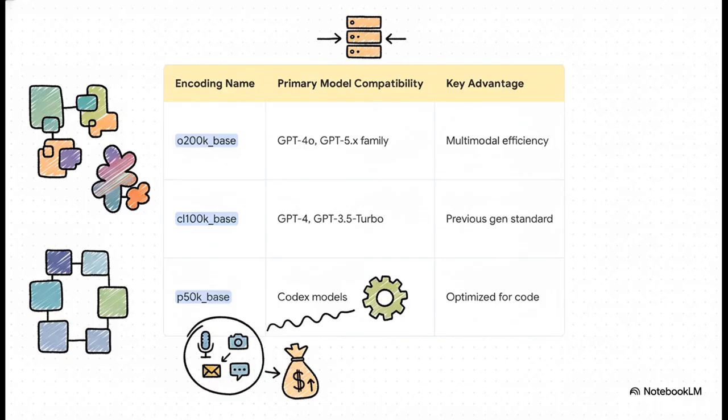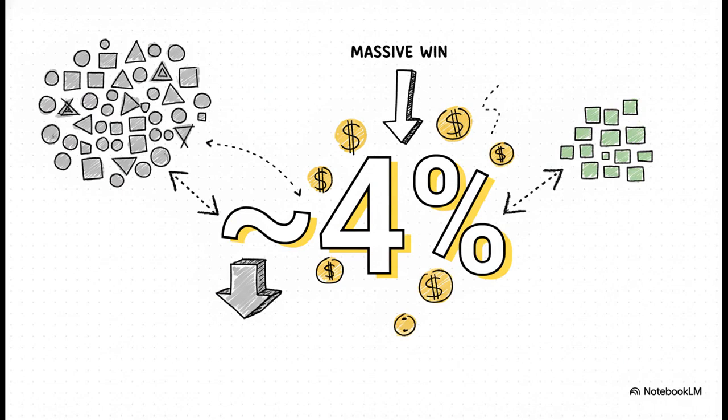For a long time, cl100k_base was the workhorse for models like GPT-4. But the new hotness, the one used by GPT-4o and the next generation, is o200k_base. And it's just plain better. It's built to handle a way bigger vocabulary and different types of media, which makes it much more efficient. And this number right here shows you why that matters. Just by switching to a model that uses the newer tokenizer, you get an automatic 4% efficiency boost. The same amount of text costs you 4% fewer tokens. Now, that might not sound like a lot, but trust me, when you're running millions of API calls, a 4% discount is a huge win for your budget.